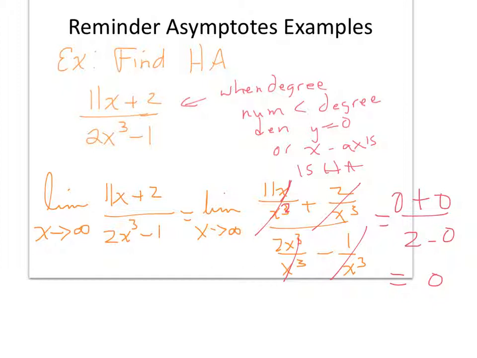So what you might see on a test is I might even tell you what the horizontal asymptote is. Prove that the horizontal asymptote is equal to 0. And how would you prove it? You'd prove it by showing the limit. Okay, so that's how you do something like this.